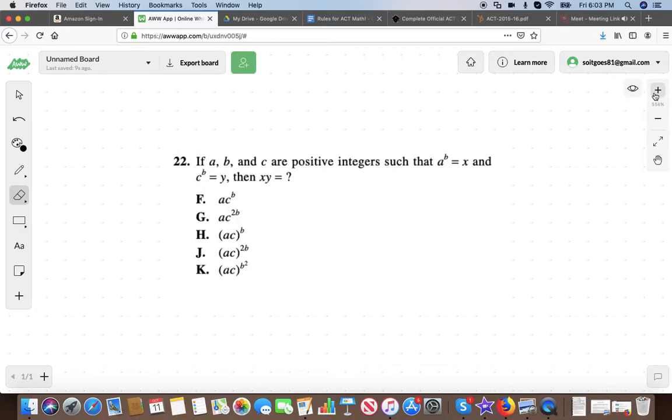All right, question 22. Go and read it for me, please. If a, b, and c are positive integers such that a to the b power equals x and c to the b power equals y, then what does x times y equal?